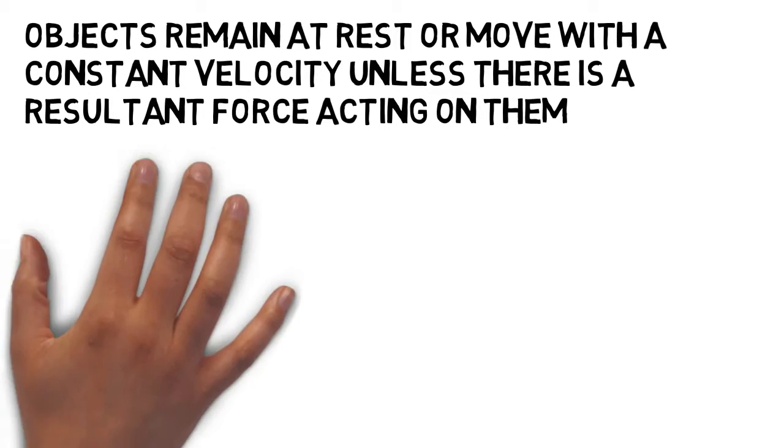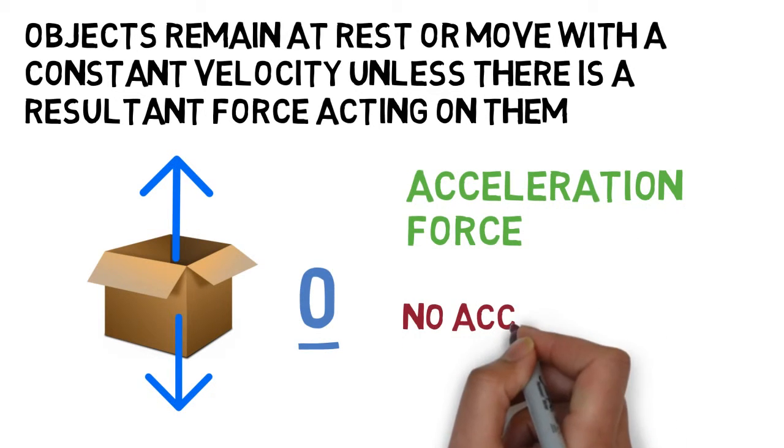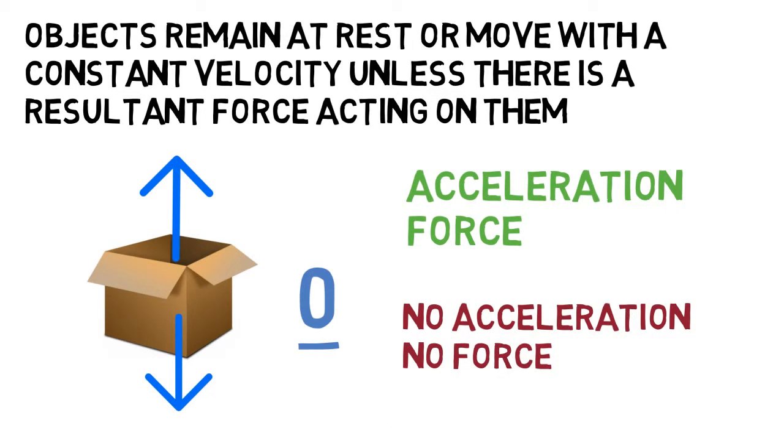If we encounter an object moving at a constant velocity or at rest, we conclude the resultant force acting on it is zero. It's important to note that there may still be individual forces acting on the object, but in this scenario they are balanced and the resultant force is zero. Similarly, if we encounter an object where all the forces acting on it produce a resultant force of zero, we can conclude it will either be at rest or travelling at a constant velocity. Basically, if it's accelerating there's a force, and if it's not accelerating there isn't a force.